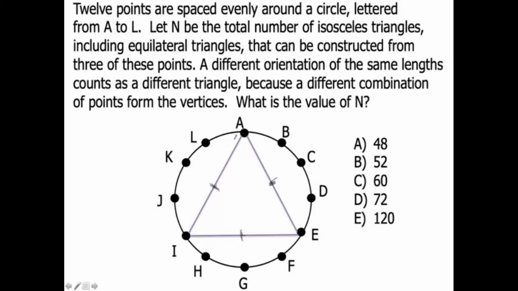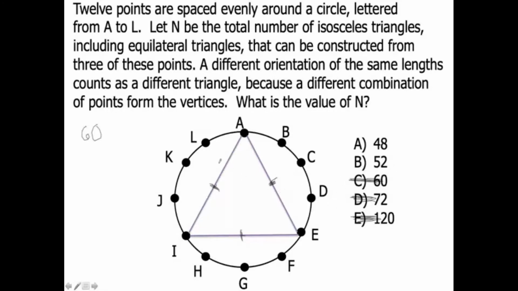So let's start subtracting from our total. We calculated that there were a total of 60 isosceles triangles, but we overcounted, right? We counted some of these equilateral triangles multiple times. So before we go any further, let's just point out, it has to be fewer than 60 since we're going to be subtracting from here. So it can't be 60. It can't be 72 and it can't be 120. That means that it has to be A or B. So we're down to a 50-50.